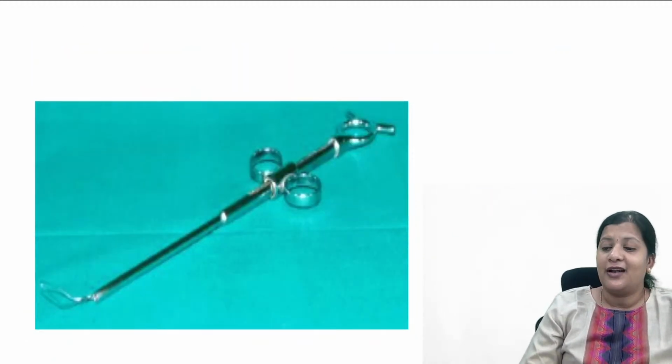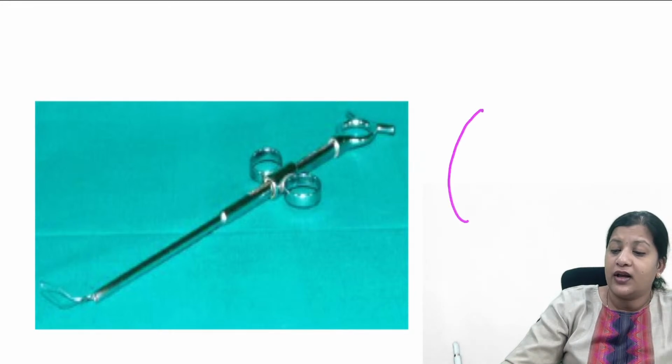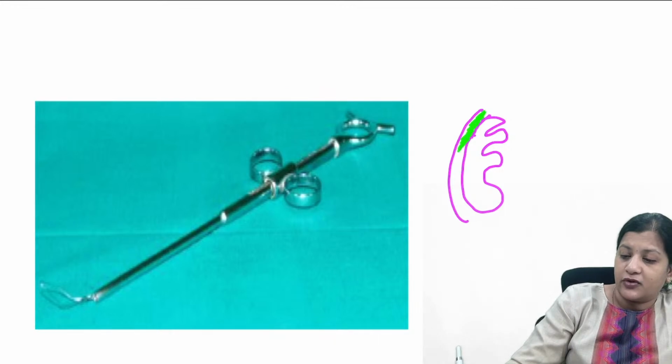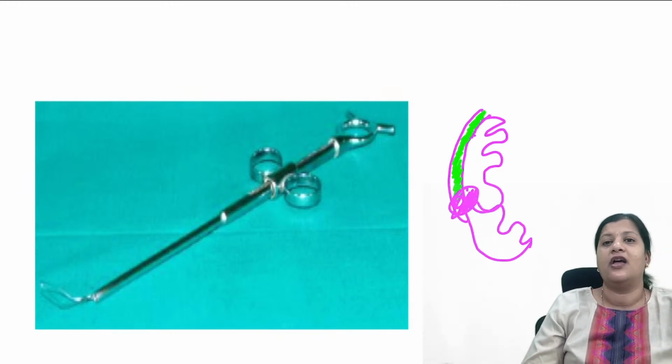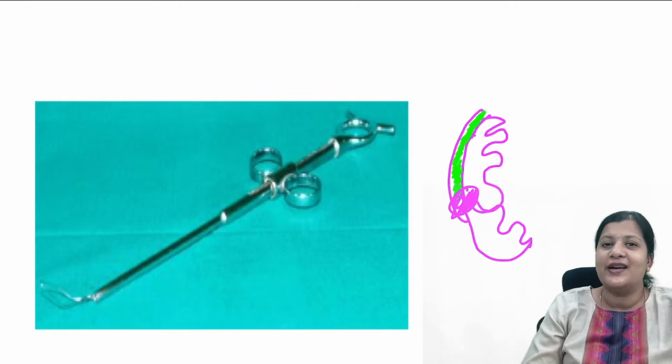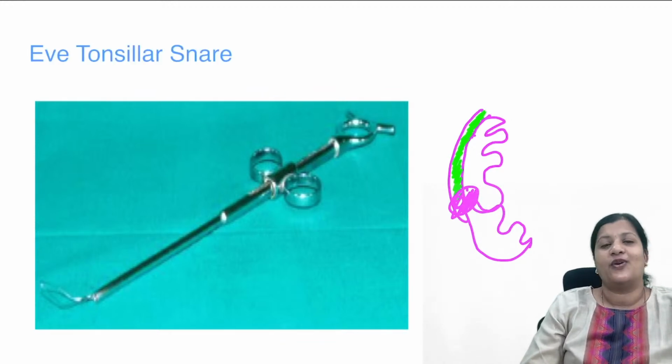Now, can anybody tell me what is this instrument? So when we are doing a tonsillectomy and we have dissected off the tonsil, meaning we are dissecting the plane of the tonsil, and as we keep going towards the lower pole, what will happen? We will have a pedicle here and the tonsil hanging like this. Now we want to crush and cut this lower pole. What is that instrument which will cut and crush the lower pole of the tonsil? This instrument is called Eve's tonsillar snare.